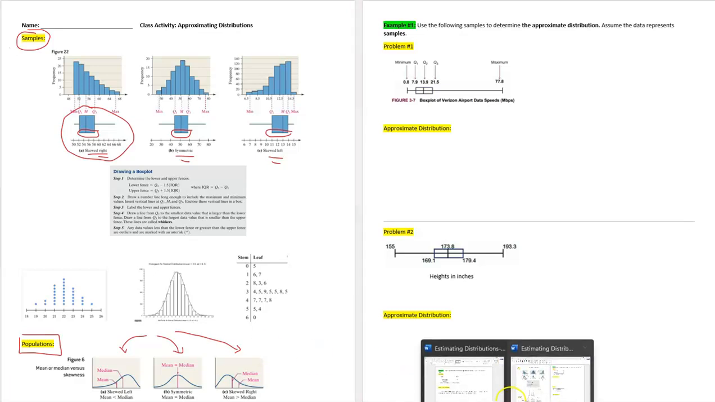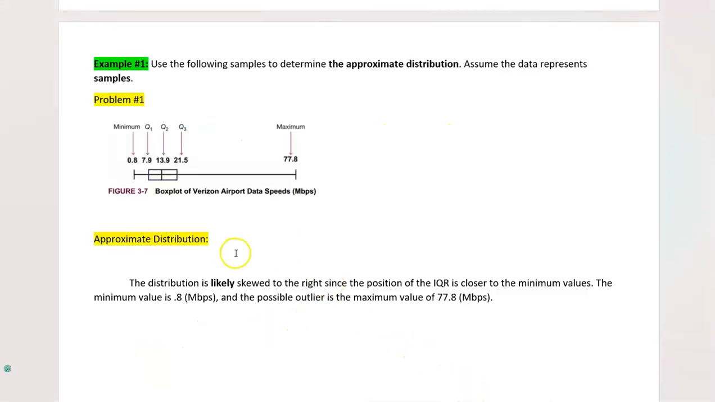Okay, so let's take a look at example 1. So here's example 1. They're just providing us the actual whisker plot, and notice that the whisker plot is to scale. And here, if you look at the position of the IQR, that is this box here, we're going to see that the IQR is near the minimum values. So in your wording, you're going to be describing the position of the IQR. You're also using the wording of likely. And then notice that since the IQR is near the minimum values, your distribution is likely skewed to the right.